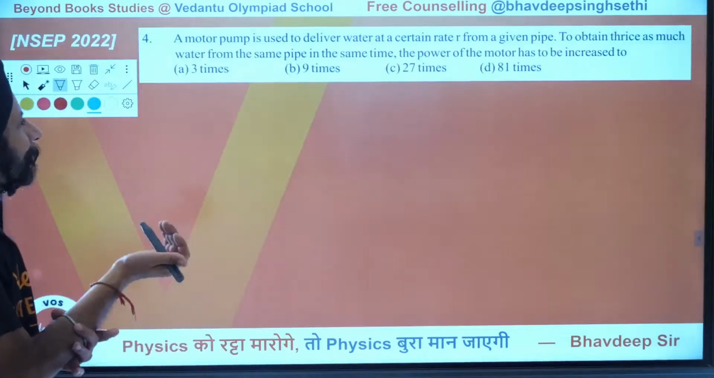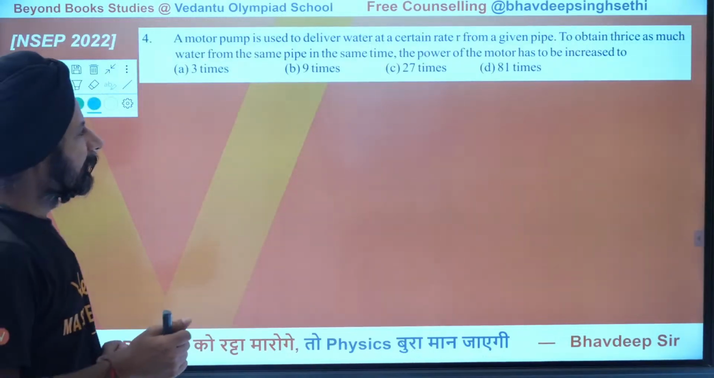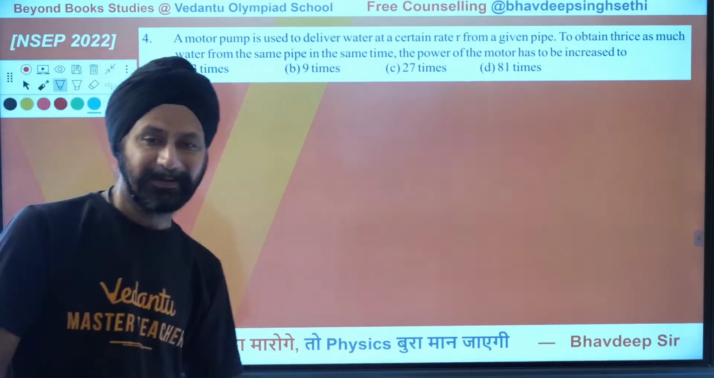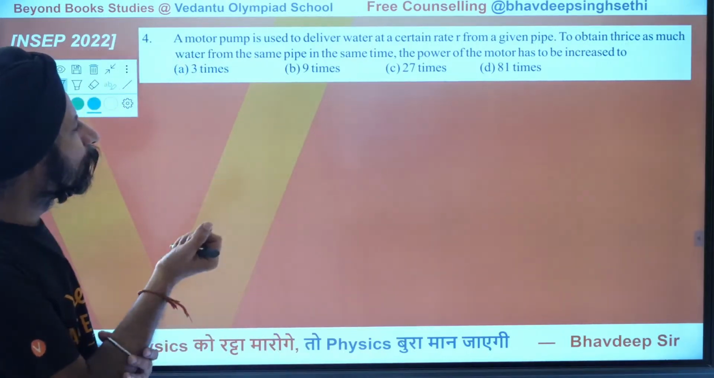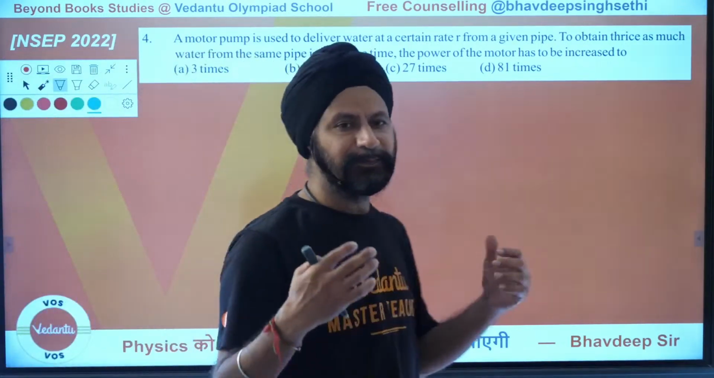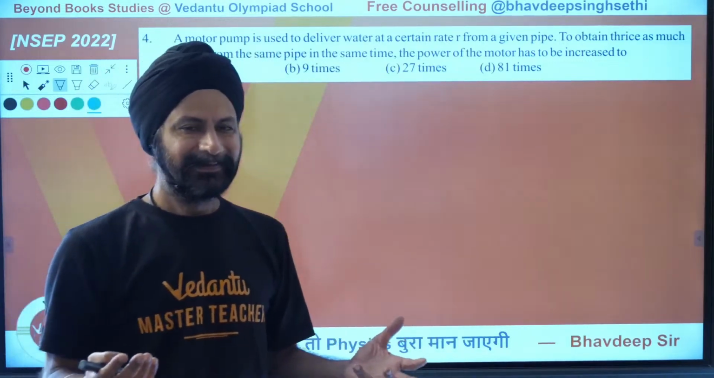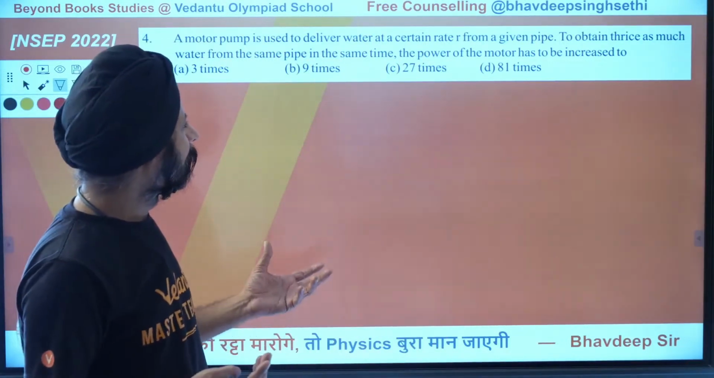Okay. A motor pump is used to deliver water at a certain rate R from a given pipe. To obtain thrice as much water from the same pipe in the same time, the power of the motor has to be increased too. So it's pumping water at a certain rate. I want to make it 3 times. What would be the new power?